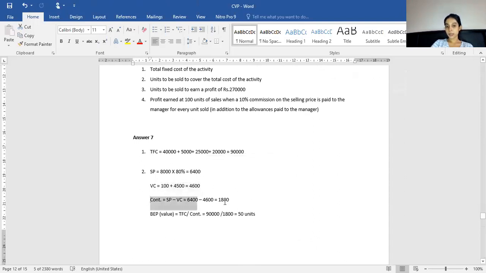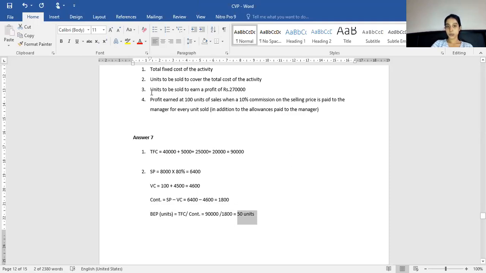So what will be our contribution then? 6,400 minus 4,600, 1,800. So what will be our break-even point? Sorry, this should be units. So our break-even units would be this 90,000 of fixed cost divided by 1,800, which is 50 units. Okay.